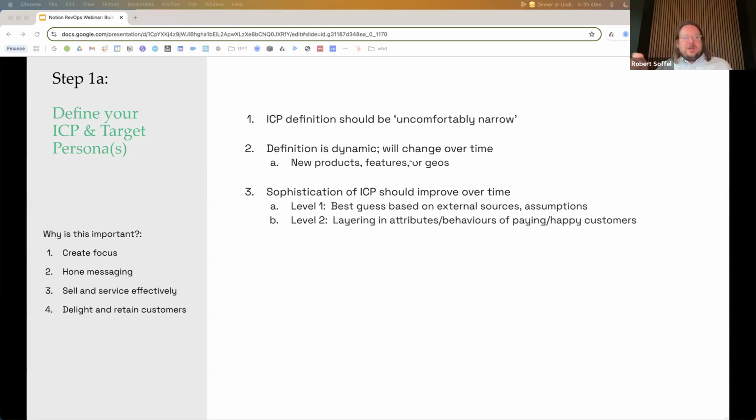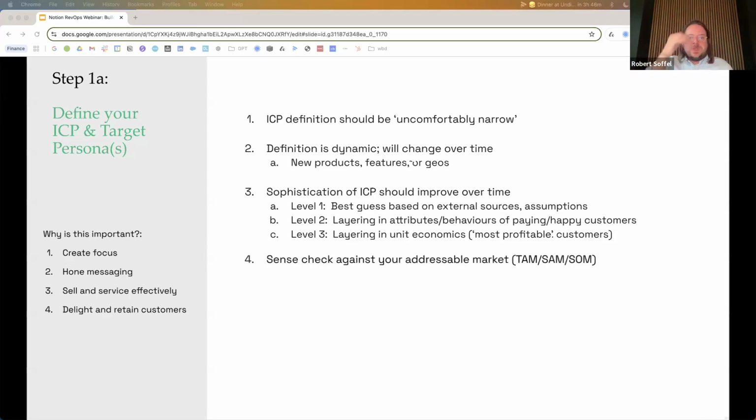Level two then is really layering in attributes of your happy or paying customers and their behavior. So you've got some customers, they're using your product, you analyze what they're doing, you work that back upstream to mature your ICP definition. Then the third thing here is that this is the point where you're layering in your unit economics, right? So your LTV over CAC, your CAC payback, you're basically trying to orient your ICP and your go-to-market initiatives toward your most profitable customers. That's how I think about the different levels of ICP.